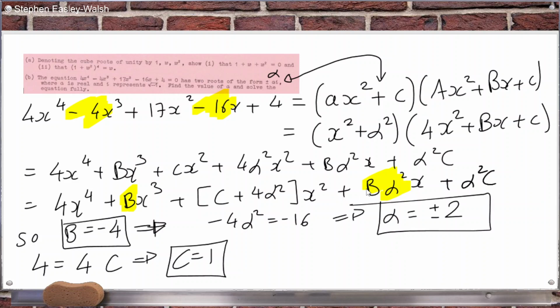And then lastly, the b. And I have the b. And I have the c. Oh, I have everything. So this equation now becomes x squared plus alpha squared, so plus 4, times 4x squared minus 4x plus 1. So this one has roots of plus or minus 2i. So it doesn't matter, I guess you could just say, oh yeah, plus or minus 2i, so therefore, yeah, the alpha is 2.